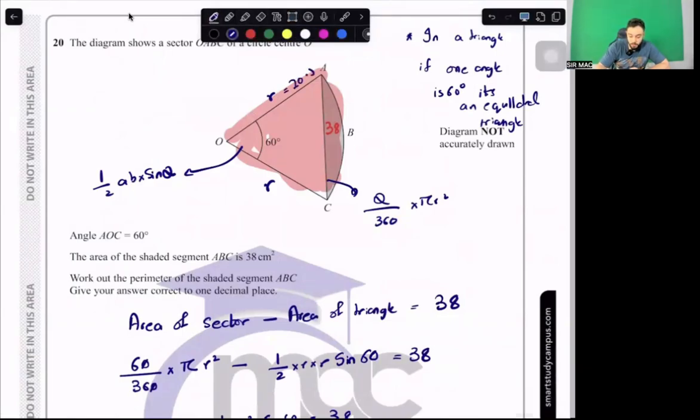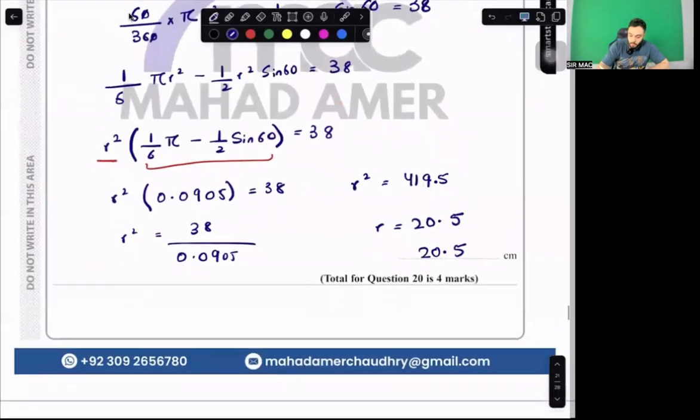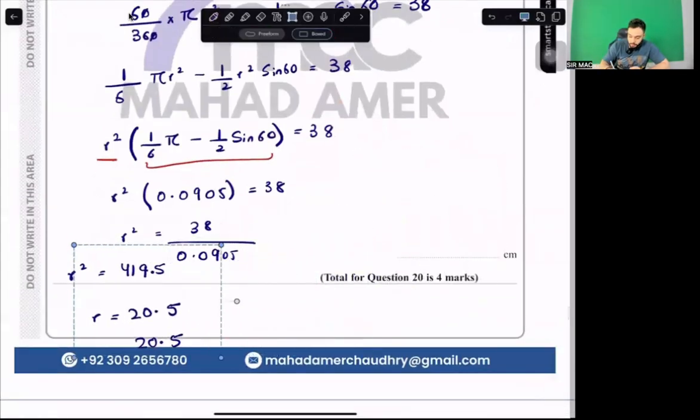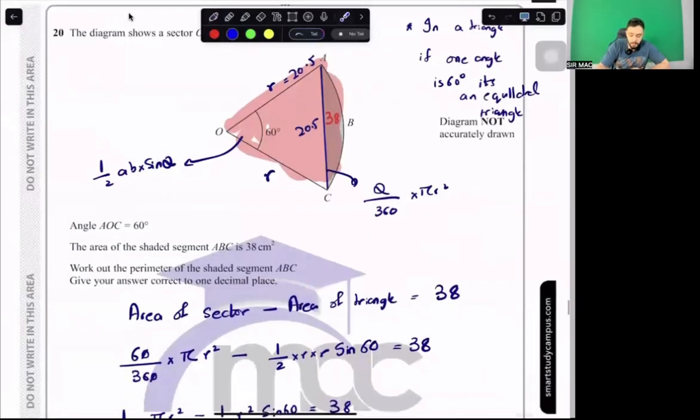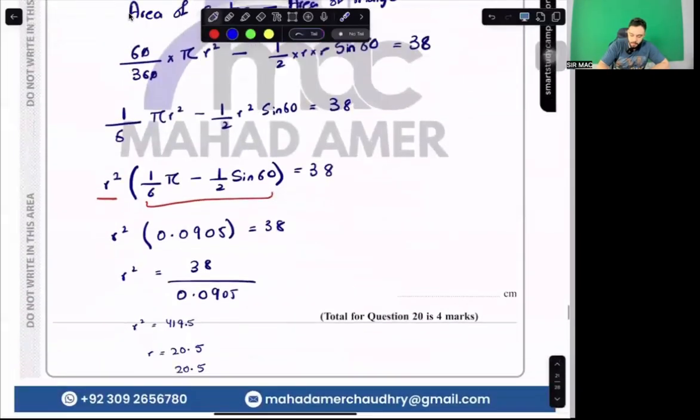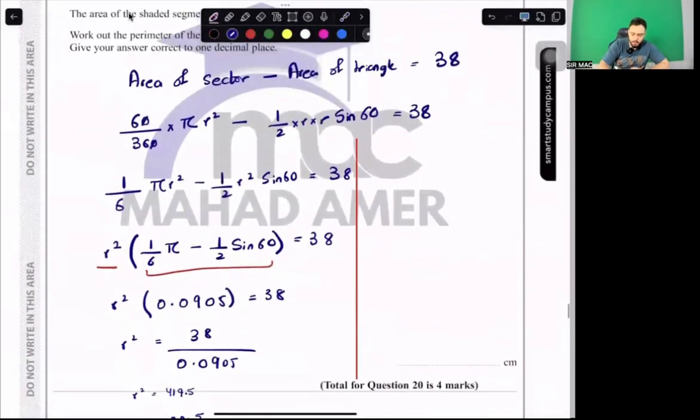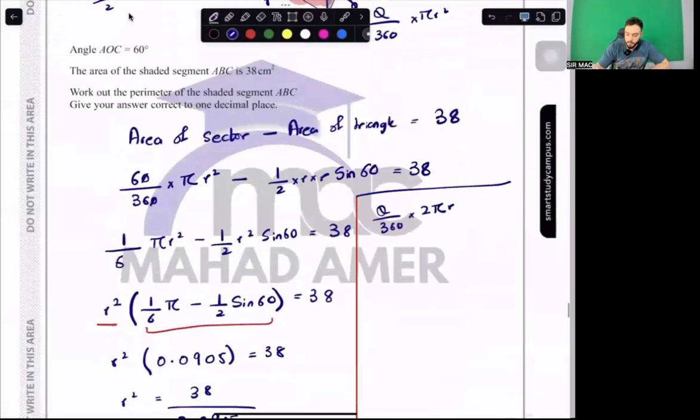The value of r you have now is 20.5. That's still not the complete solution. You've only worked out the value of r till now. You have to do a little bit more than that. Now again, you need the arc length, which is unknown. For the arc length, I'm going to write it over here. Arc length is quite simple now. It's going to be theta over 360 times 2 pi r.